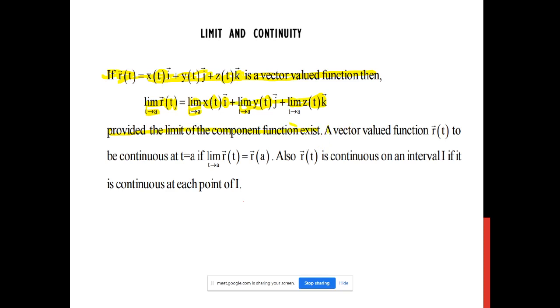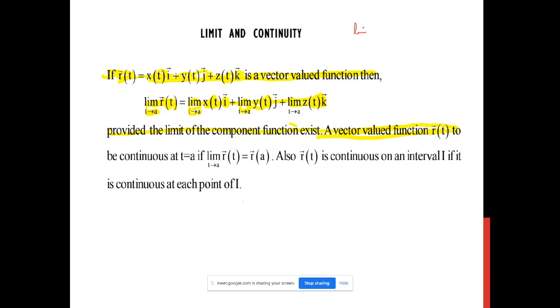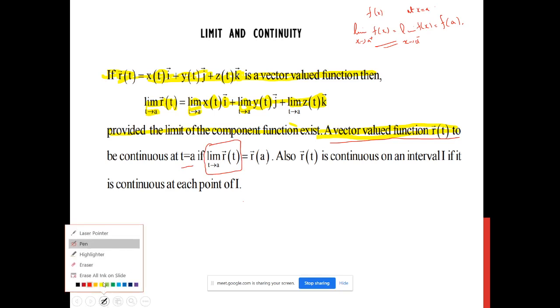Now, a vector valued function r of t is said to be continuous. We know that in the one variable case, a function f of x is continuous at x equal to a if the right hand limit of f of x equals the left hand limit of f of x equals the value at that point. Similarly, the vector valued function is said to be continuous at t equal to a if the limit as t tends to a of r of t is equal to r of a.